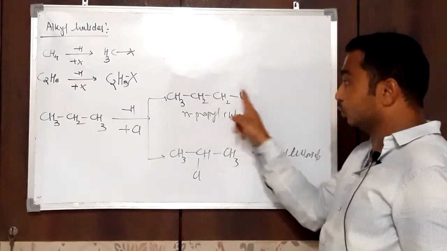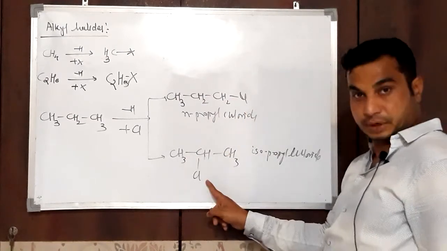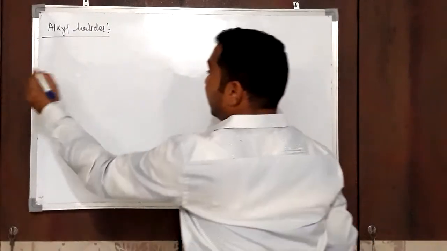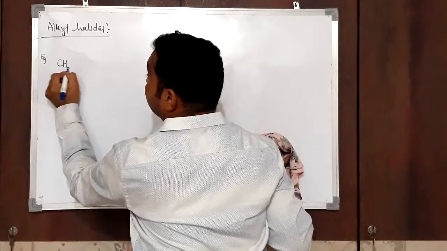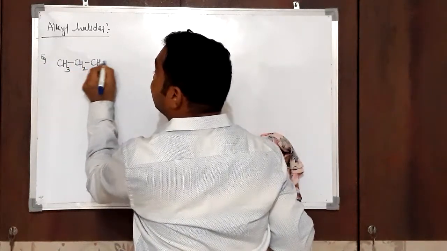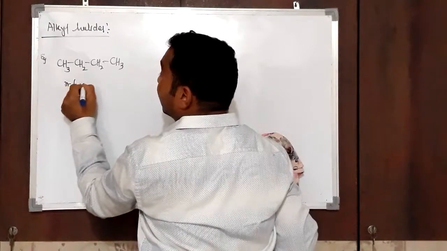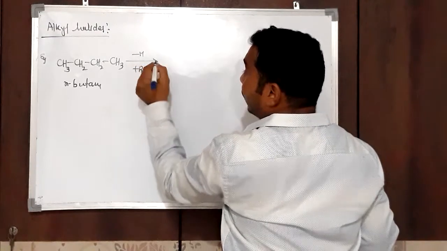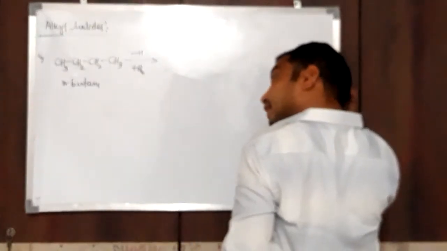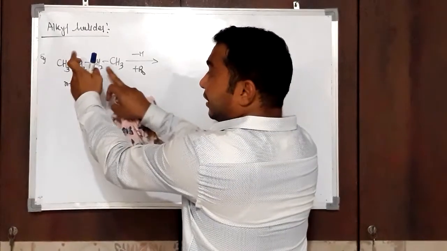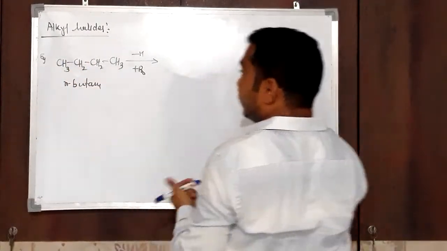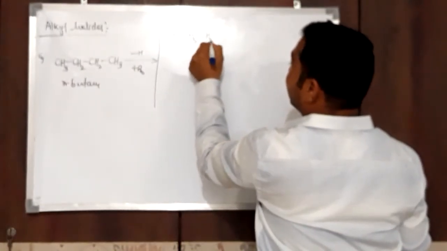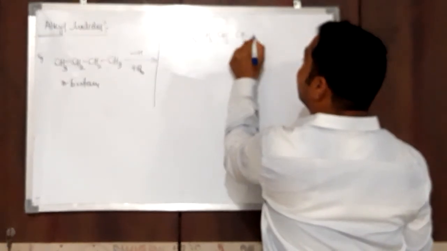Okay, having N-propyl group attached to chlorine, isopropyl group attached to chlorine. Now take butane, CH3 CH2 CH2 CH3, this is N-butane. From that N-butane remove one hydrogen by bromine. Now in N-butane there are two types of carbon atom. These two terminal carbon atoms are of one type, and these two carbon atoms are of another type. So you will get two different alkyl halides, CH3 CH2 CH2 CH2 Br.